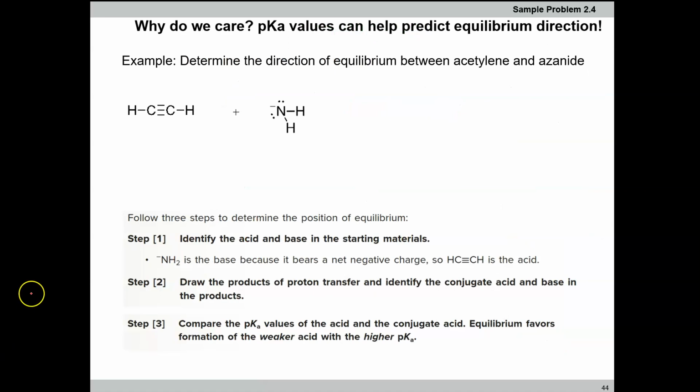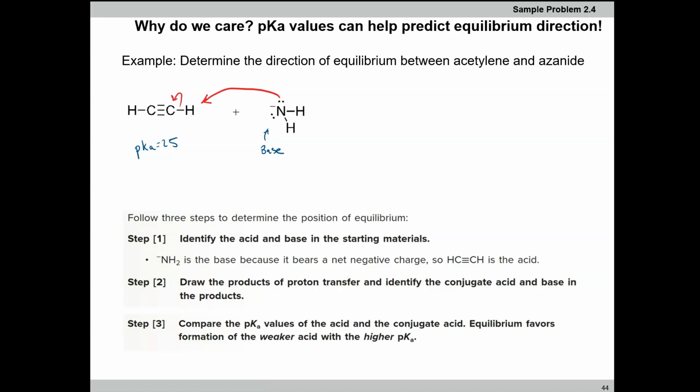So you might ask then, why do we care what the pKa values are? Well, it can help us determine what chemical reactions might be happening and which direction they would go. Theoretically, both of these two compounds have protons, and we have pi orbital electrons and lone pairs, so they could act as either acids or bases. But if we go back and look at the different compounds, we know the pKa value is 25. And this is a base because it's negatively charged.